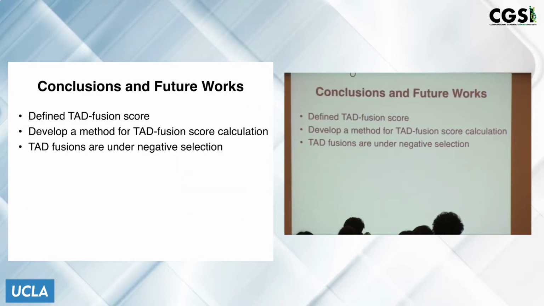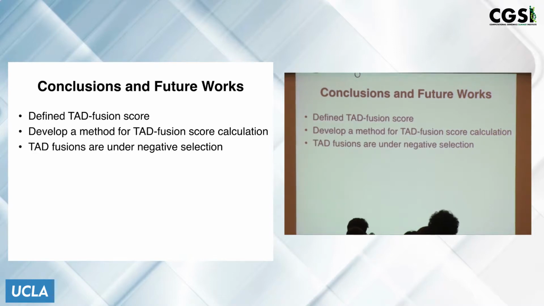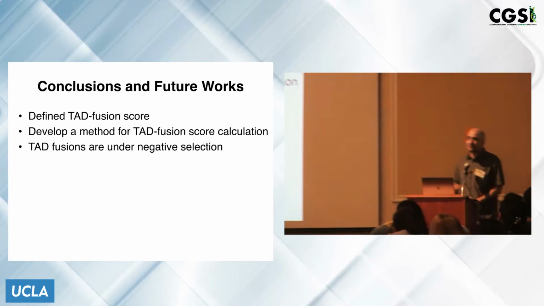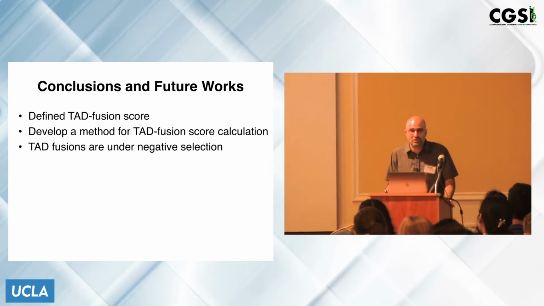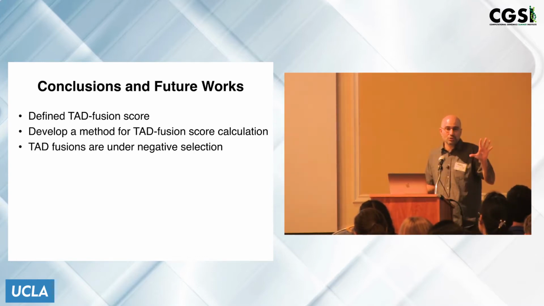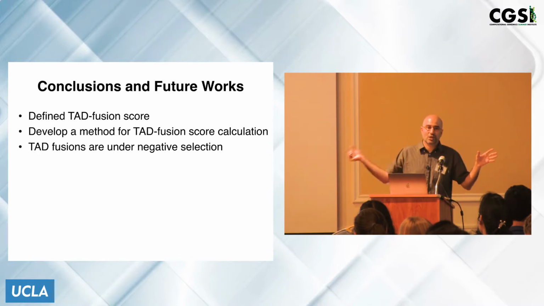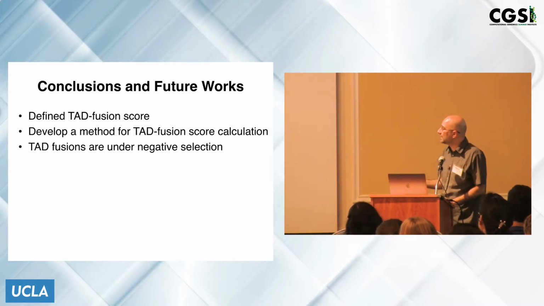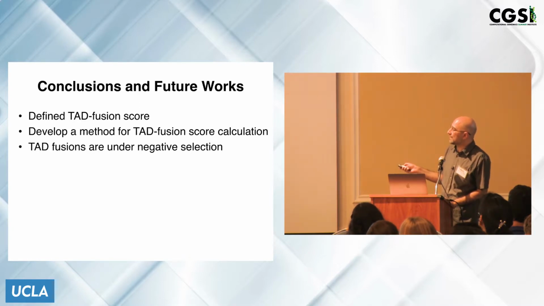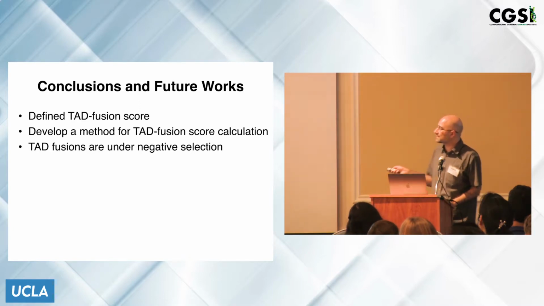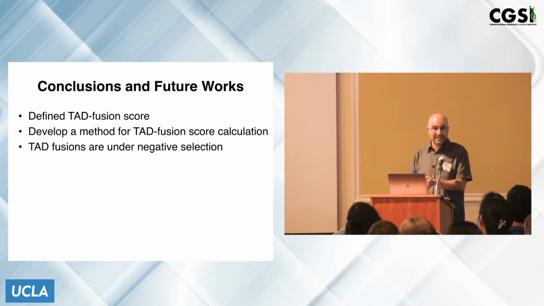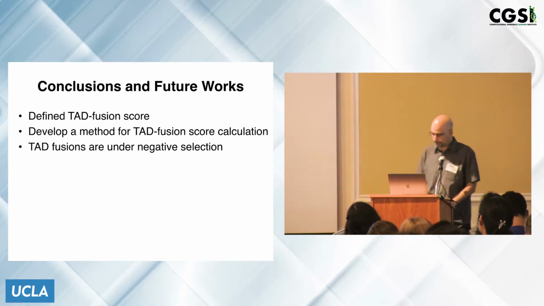So in conclusion, I defined what we call the TAD fusion score. And I explained the method that we have developed for calculating TAD fusion scores, which is based on first calculating a new Hi-C matrix after deletion, and then comparing the two Hi-C matrices to predict the changes in the number of interactions. And we showed evidence that the TAD fusions, we believe, are under negative selection. And in disorders that have deletions that cause TAD disruption, we are giving a high score to them.